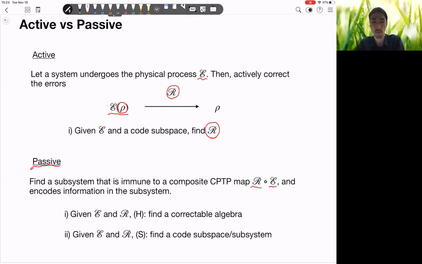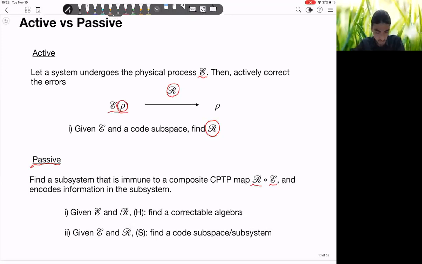We will discuss this, but we have two pictures to consider. One is the Heisenberg picture, and the second one is the Schrodinger picture. In the Heisenberg picture for passive quantum error correction, given two CPTP maps, the goal is to find a correctable algebra, which we will define later. A correctable algebra is briefly a set of operators that is invariant under these two CPTP maps. And in the Schrodinger picture, given E and R, we want to find a code subspace or a code subsystem, which we will define later on.